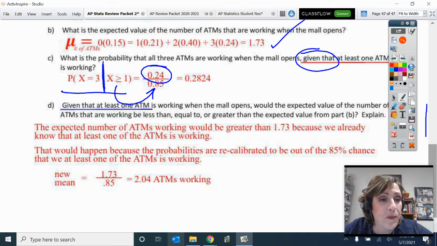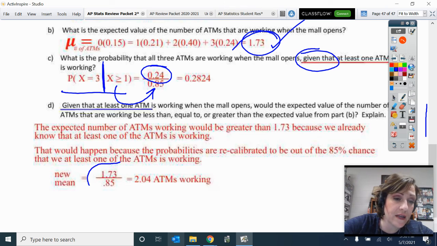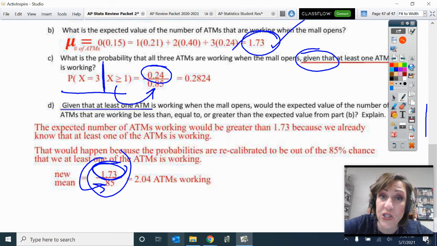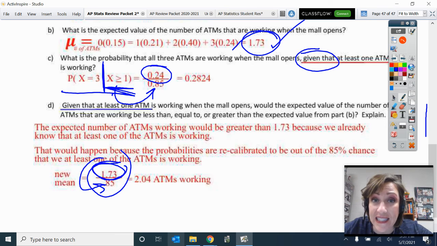So the question is, given that at least one ATM is working, would the expected value for the number of ATMs be less than, equal to, or greater than the value from part B? Is it going to be more or less? Well, it's going to naturally be more because you had that the new mean is going to be 1.73 expected, but out of 0.85. So this is the average out of the 85% of the time, again, conditional upon at least one of those working. So then that makes, on average, 2.04 ATMs working. So you're going to have more because it's just out of 85% of the time instead of 100% of the time. All right, that was it.